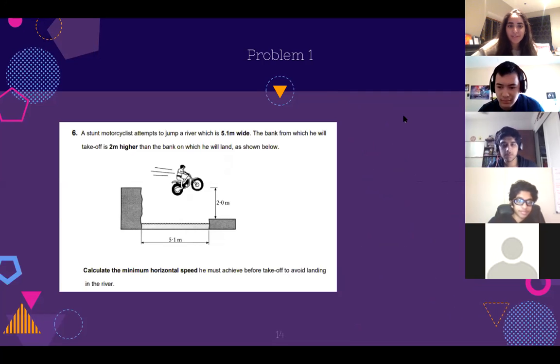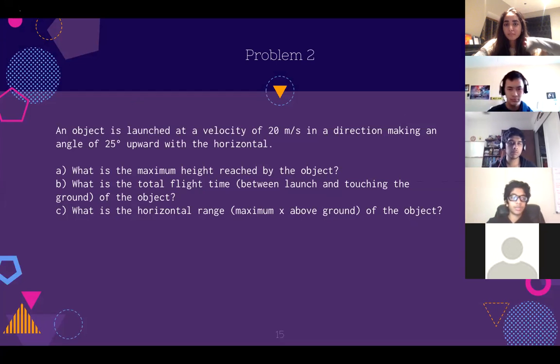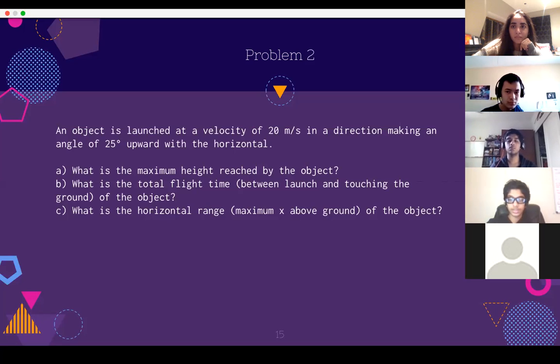Okay. If there are no questions, this is problem 2. So in this problem, an object is launched at a velocity of 20 meters per second in a direction making an angle of 25 degrees upward with the horizontal. So basically just 20 meters per second and the angle is 25 degrees. They're asking for the maximum height, total flight time, and horizontal range. I think we can reconvene at like 12:46 for this one.